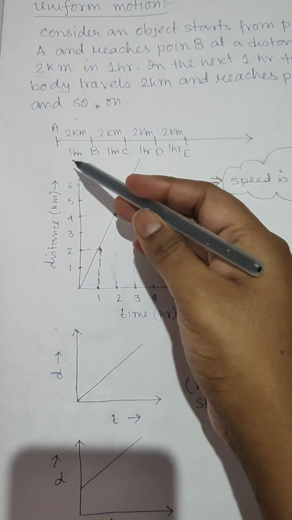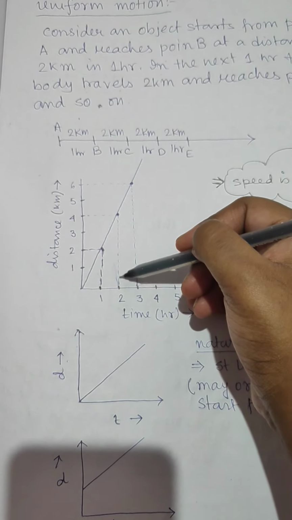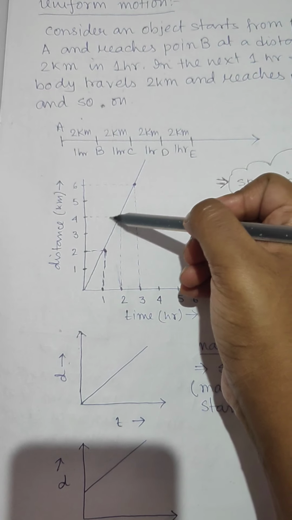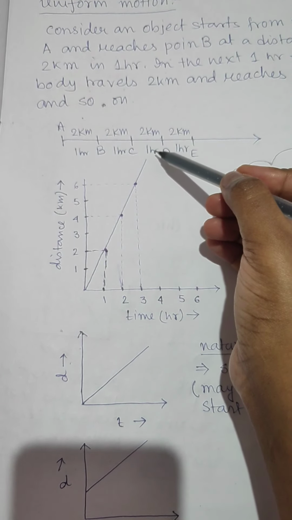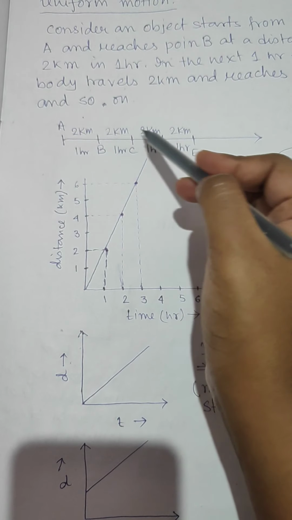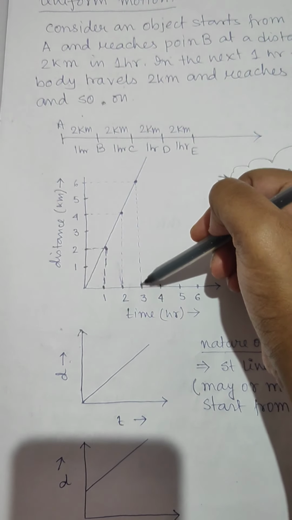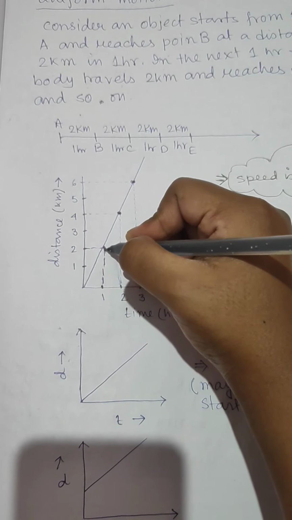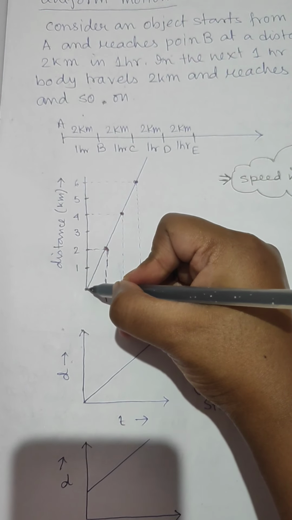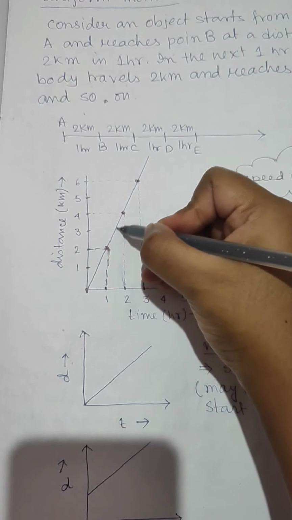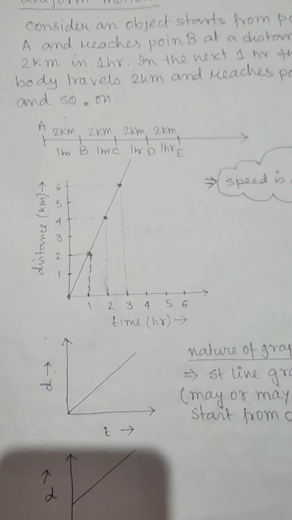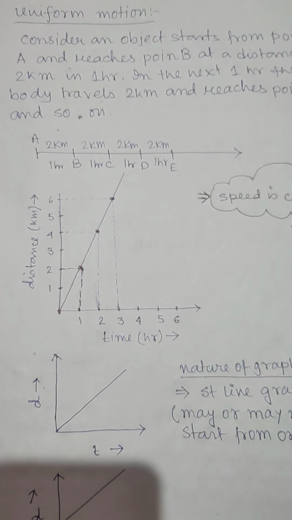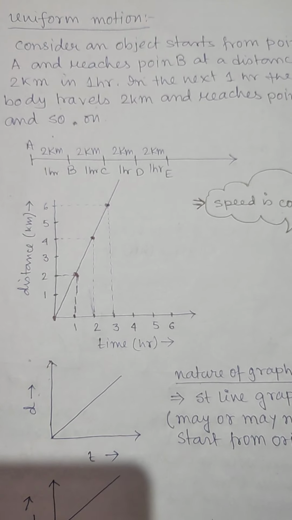In the next 1 hour, that means 1 plus 1, 2 hours, when time is 2 hours, distance traveled will be 2 plus 2, 4 km. So distance traveled we have marked here as 4 km. Again, when time is 3 hours, distance will be 2 plus 2 plus 2, that is 6 km. So time 3 hours, distance is 6 km. Now we have marked these points, and with the help of a scale we have marked the origin and joined all the points here. Now you can see that in this case you get a straight line path. So this is the graphical representation of uniform motion.